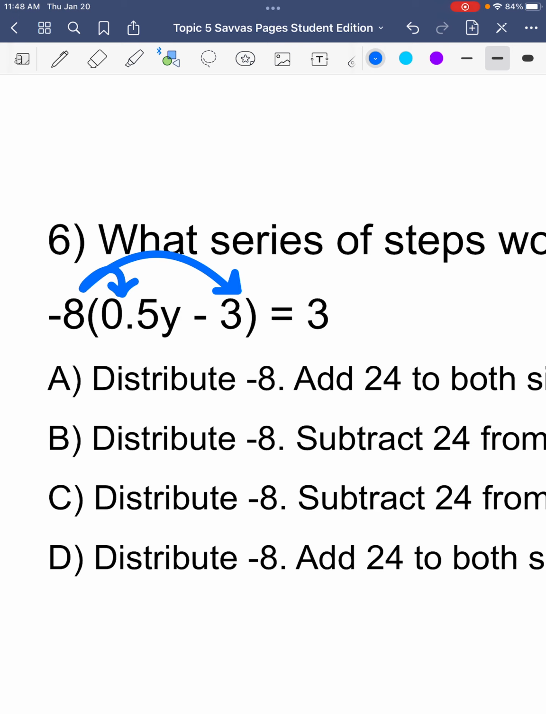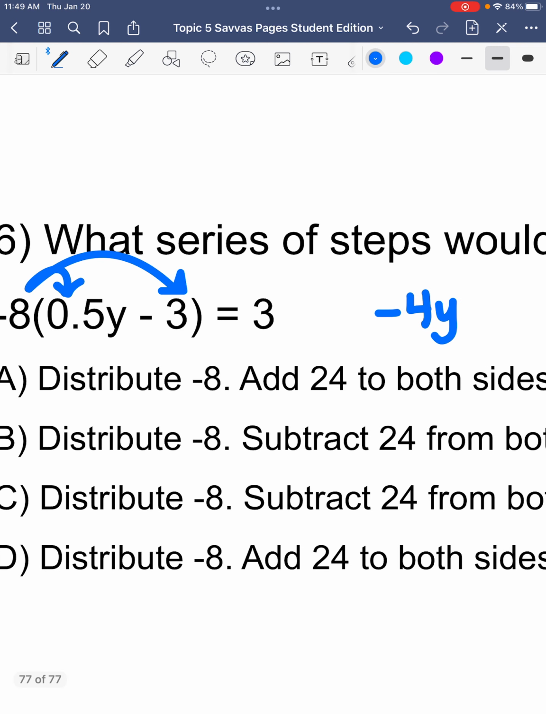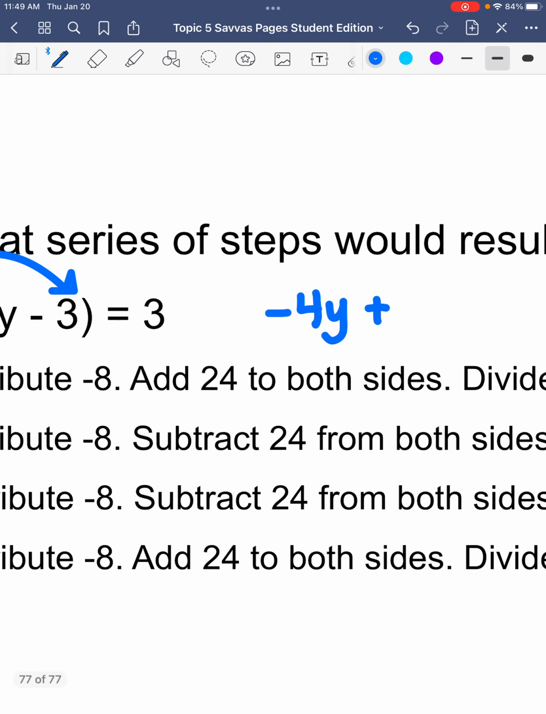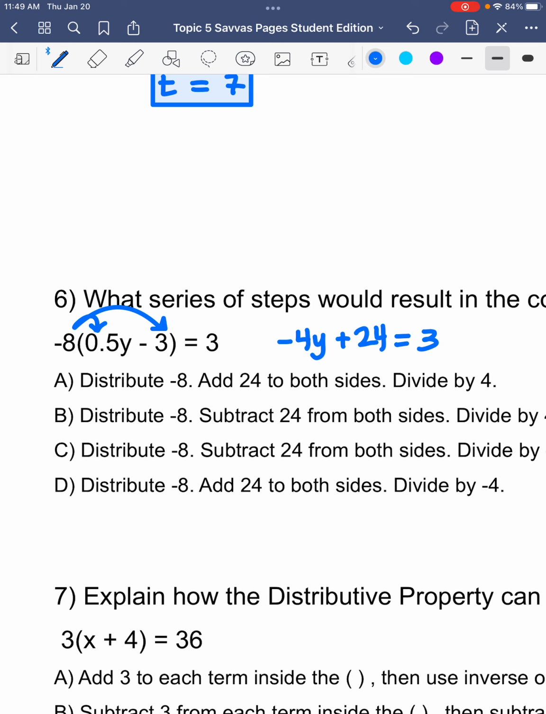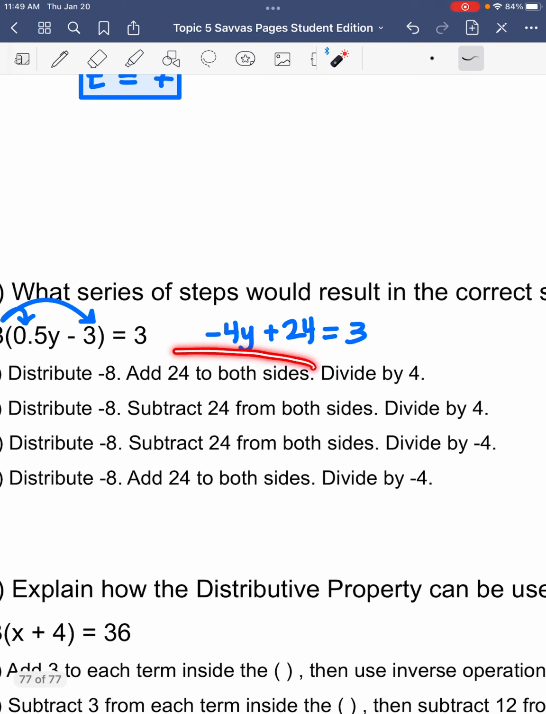So what would that give me? Well, -8 times 0.5y is going to leave me with -4y, and -8 times -3 is +24, right? And all of that is going to equal the total 3, which did not change. Okay, so every single choice has distribute -8, meaning multiply -8. So I can't eliminate anything yet. But then things start to be different right here in our second step.